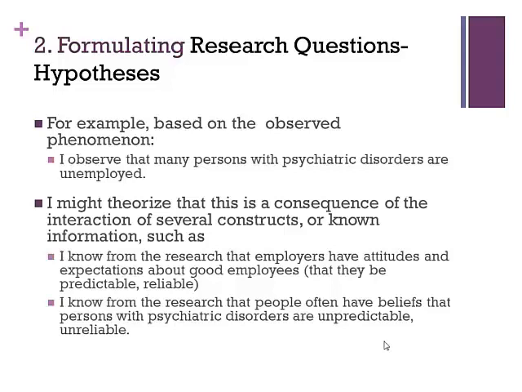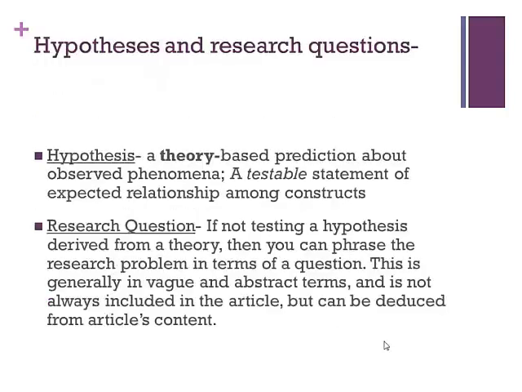Based on this observation, I might theorize that this is a consequence of the interaction of several constructs, or things that we know, such as I can understand from the research that employers have attitudes and expectations about good employees, about people they are likely to hire. They want these people to be predictable and reliable. We might also know from the research that people often have beliefs that persons with psychiatric disorders are unpredictable and unreliable. So we have two sets of known information, and from this put together a theory.